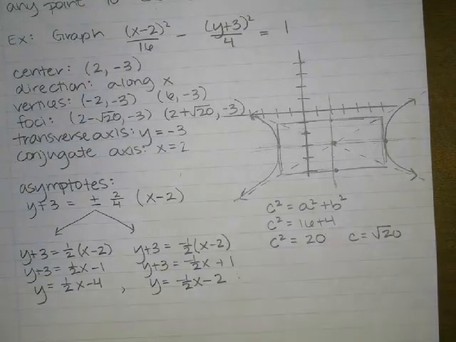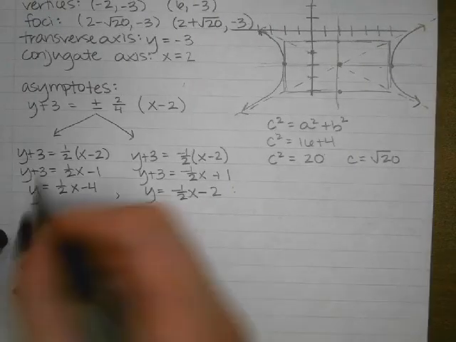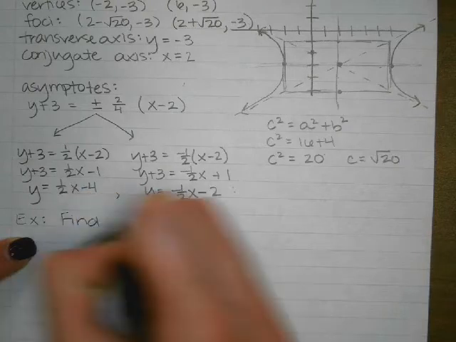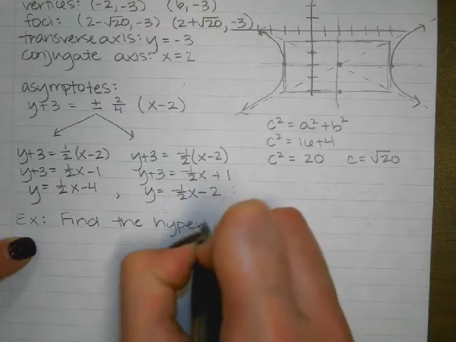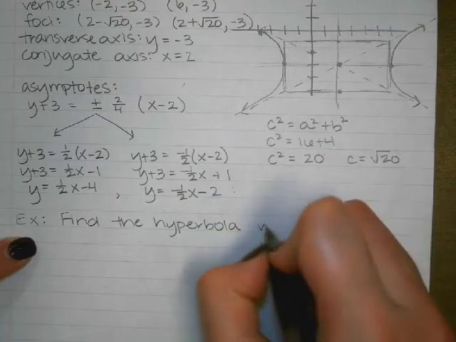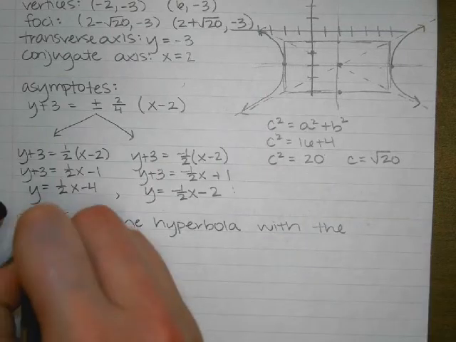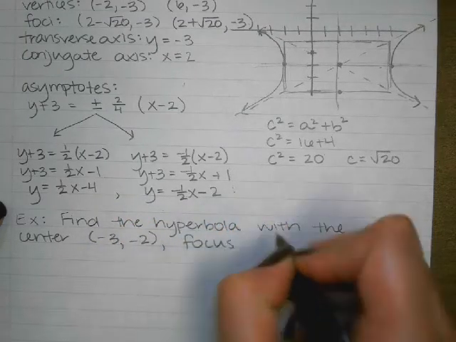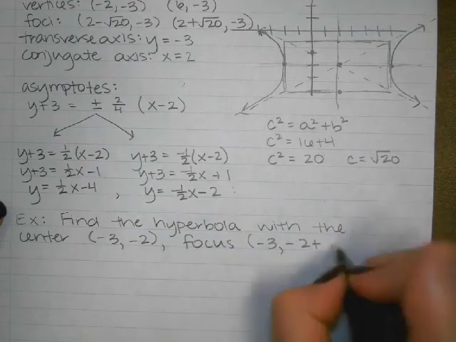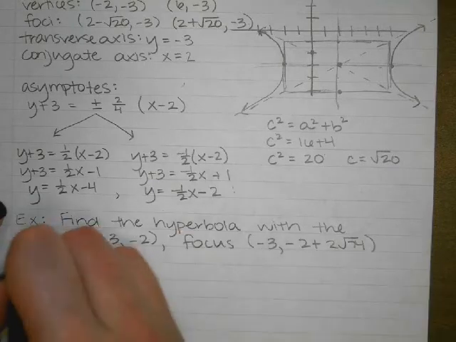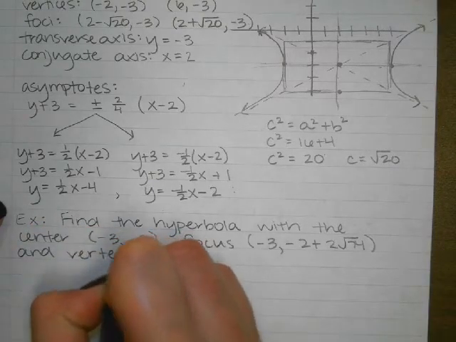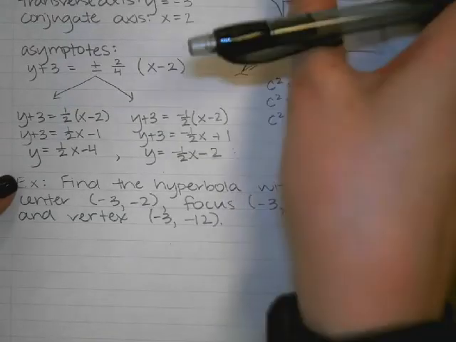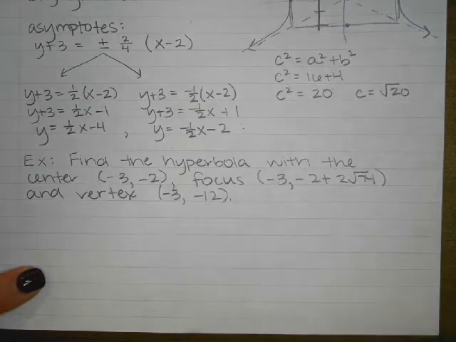Okay, next example. It says find the hyperbola with the center (-3, -2), a focus at (-3, -2 + 2√74), and a vertex at (-3, -12).